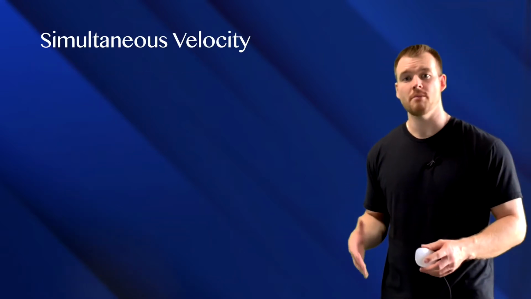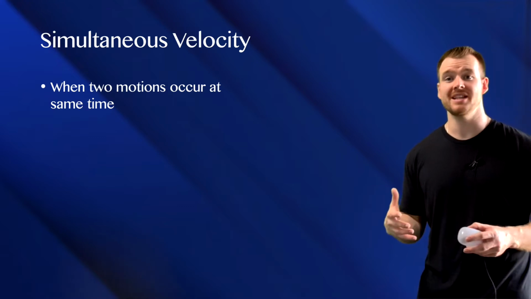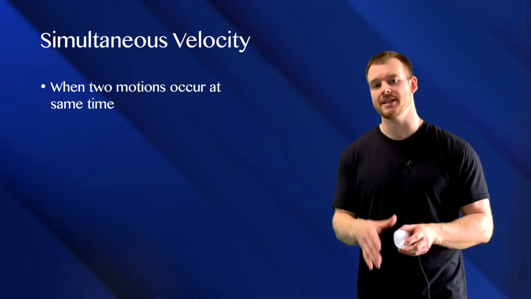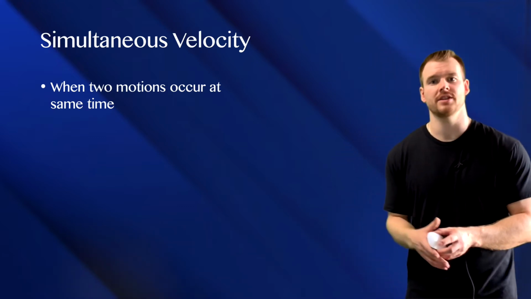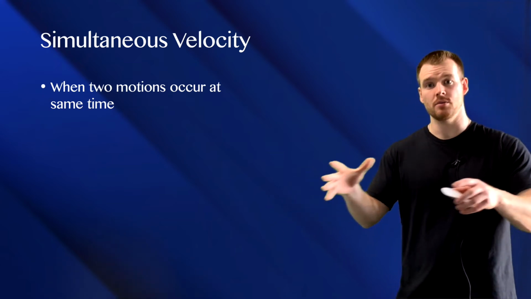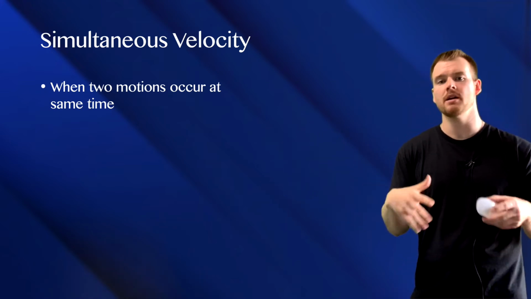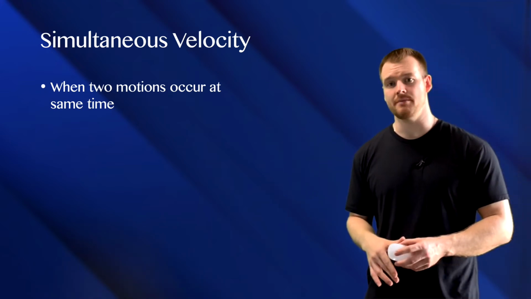Okay, now that we know what motion and velocity is, we're going to talk about simultaneous velocities, which means when two motions are occurring at the same time. Common examples of this are maybe when a boat is driving on the water and the water is also moving, or a plane is flying in the air and the air is also moving. Multiple velocities are occurring at the same time.